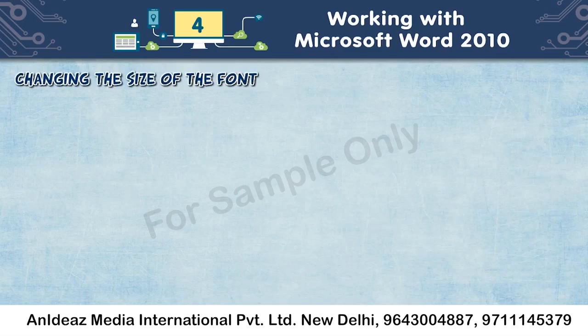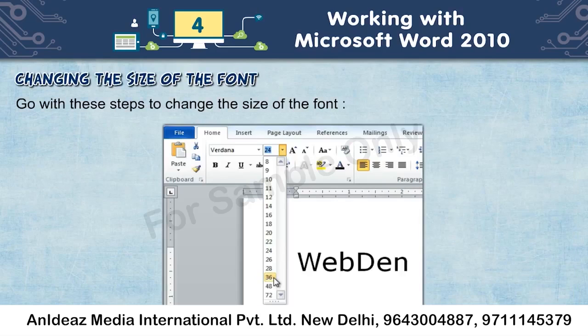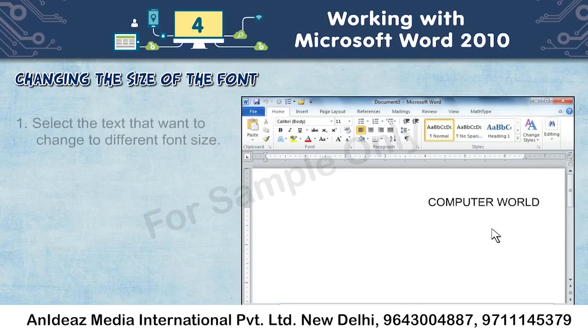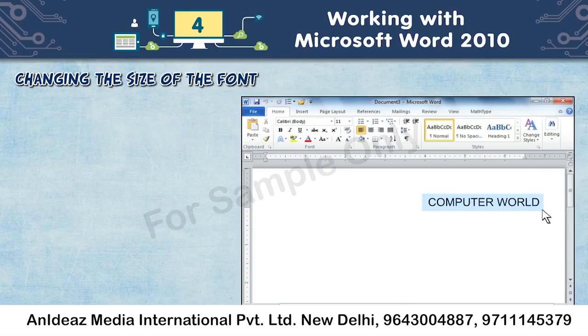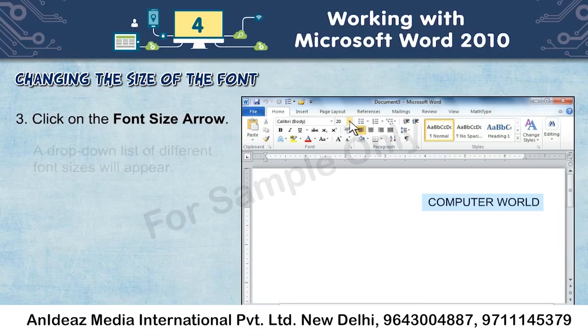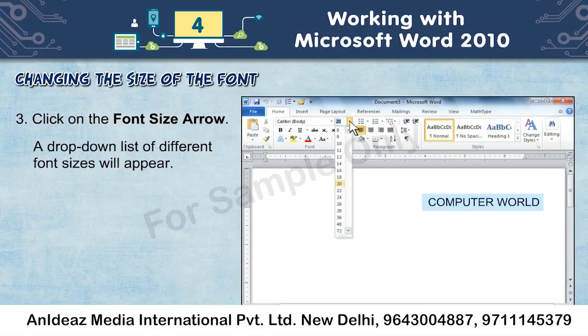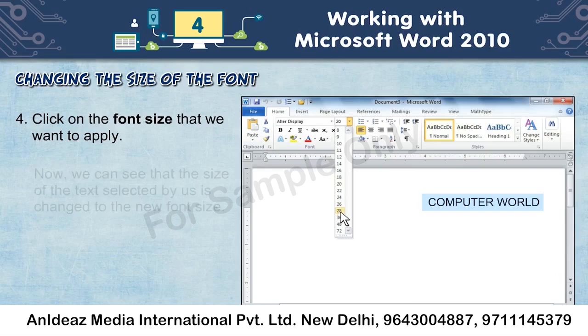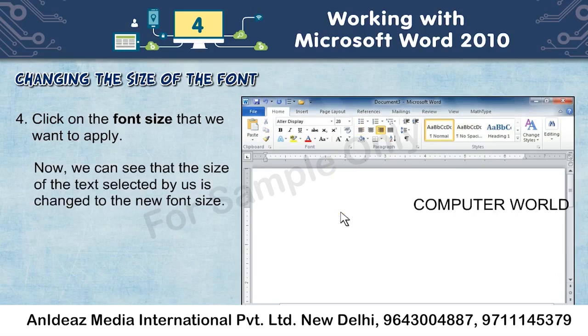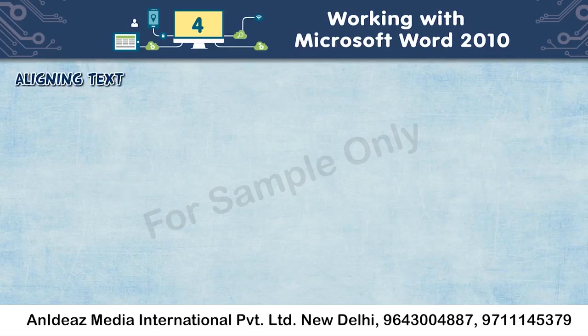Changing the size of the font. Go with these steps to change the size of the font. Select the text that we want to change to a different font size. Click on the Home tab. Click on the font size arrow. A drop-down list of different font sizes will appear. Click on the font size that we want to apply. Now we can see that the size of the text selected by us is changed to the new font size.